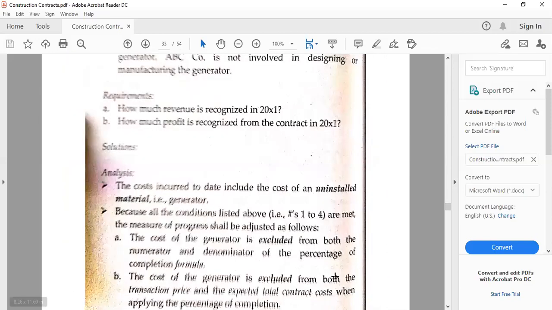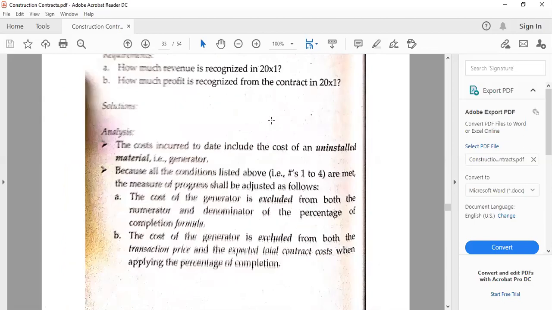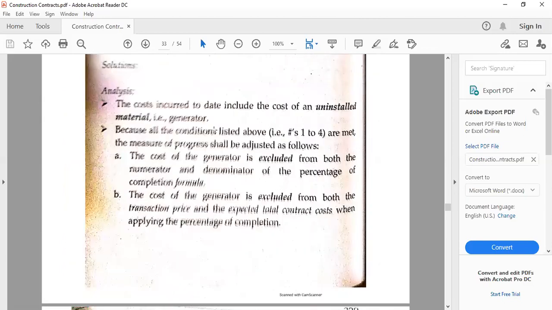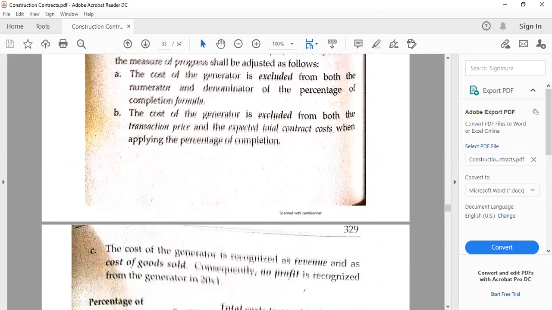So hopefully I'm still clear. How much revenue is recognized in 20x1? To compute, we have to analyze first that the costs that we have, like the 6 million, included the cost of an uninstalled material, that is the generator. So we have met the conditions above. Take note, all of them shall be met. Otherwise, we are not allowed to exclude the said cost for the purposes of computing the percentage of completion.